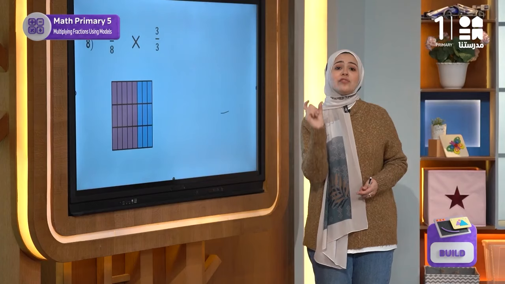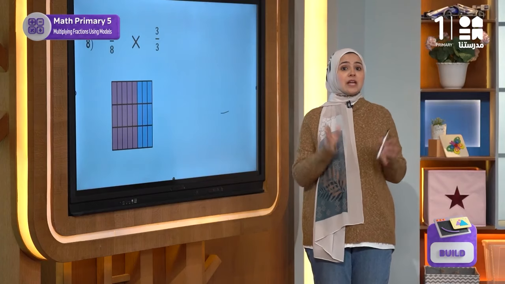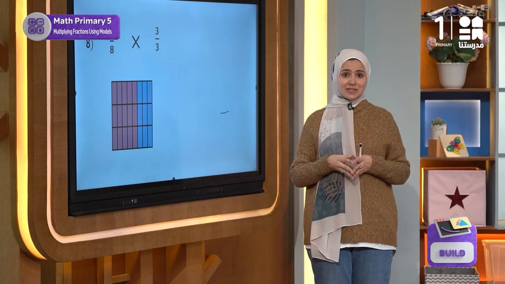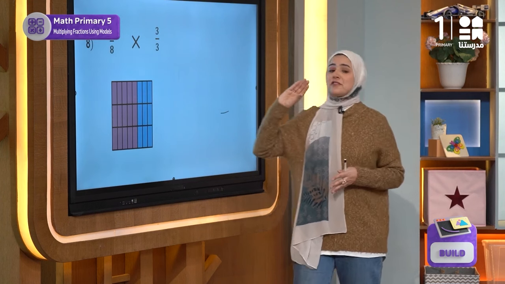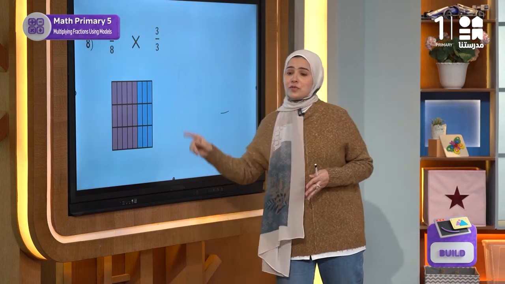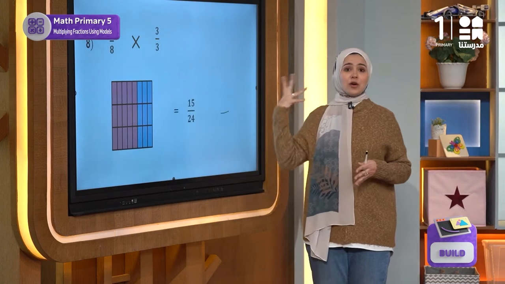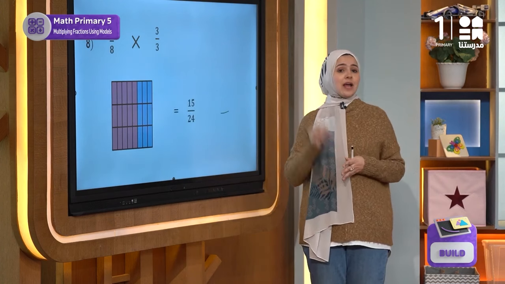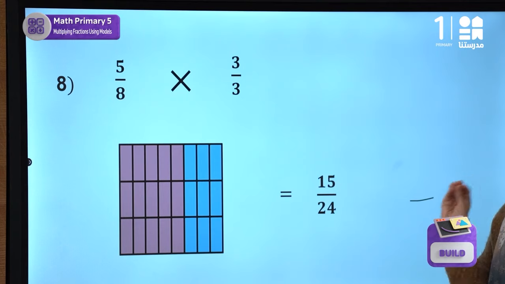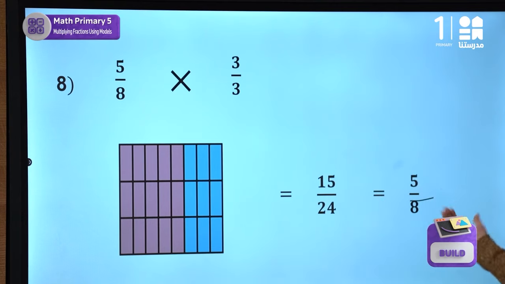It will be the overlapped shaded part. Now, when we count the colored part, we will see that we have 15 boxes out of the 24. Now for the 15 out of the 24, this is not the simplest form. So we are going to divide by 3 up and down, and again the final answer will be 5 over 8 as we have written before.